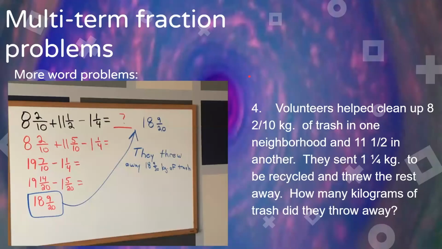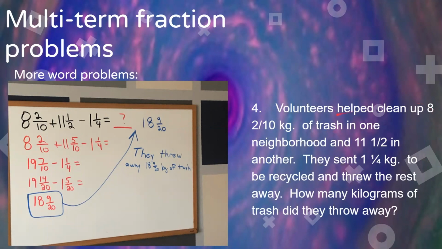Okay, we had one more problem. We talked about volunteers helping to clean up 8 and 2/10 kilograms of trash in one neighborhood and 11.5 kilograms in another. They were only able to send 1.25 kilograms to be recycled, and they had to throw the rest away. So how many kilograms of trash did they throw away? I went to the whiteboard.